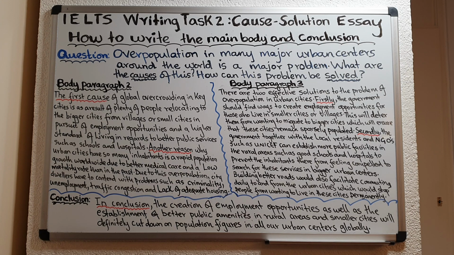What are the causes of this? How can this problem be solved? Now, the problem that we are talking about here is overpopulation, that is overcrowding in many major urban centers or cities all over the world. So the problem we are talking about is overcrowding. There are far too many people living in urban centers or urban cities all over the world. What are the causes of this problem and how can this problem be solved?